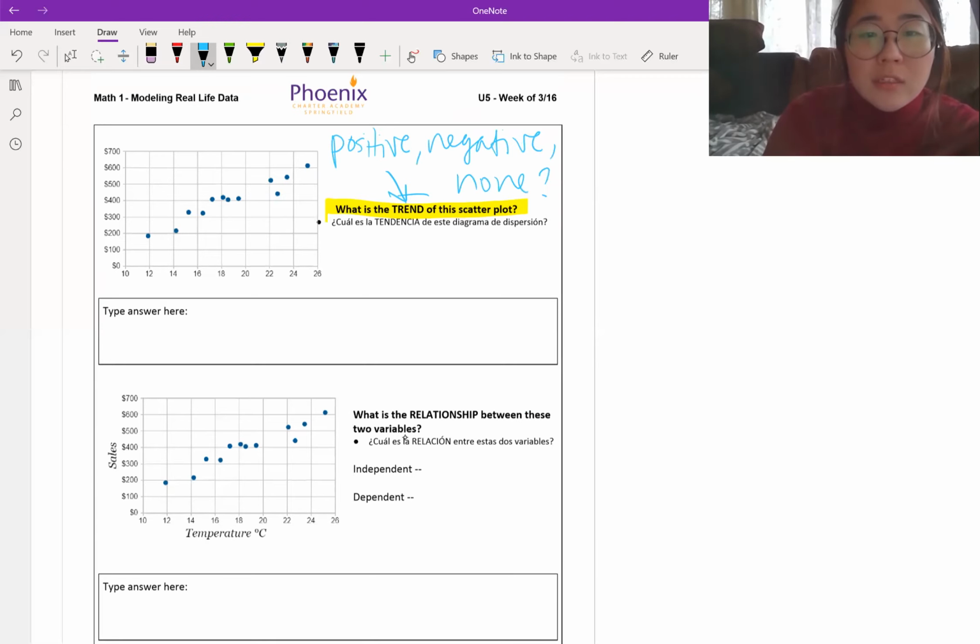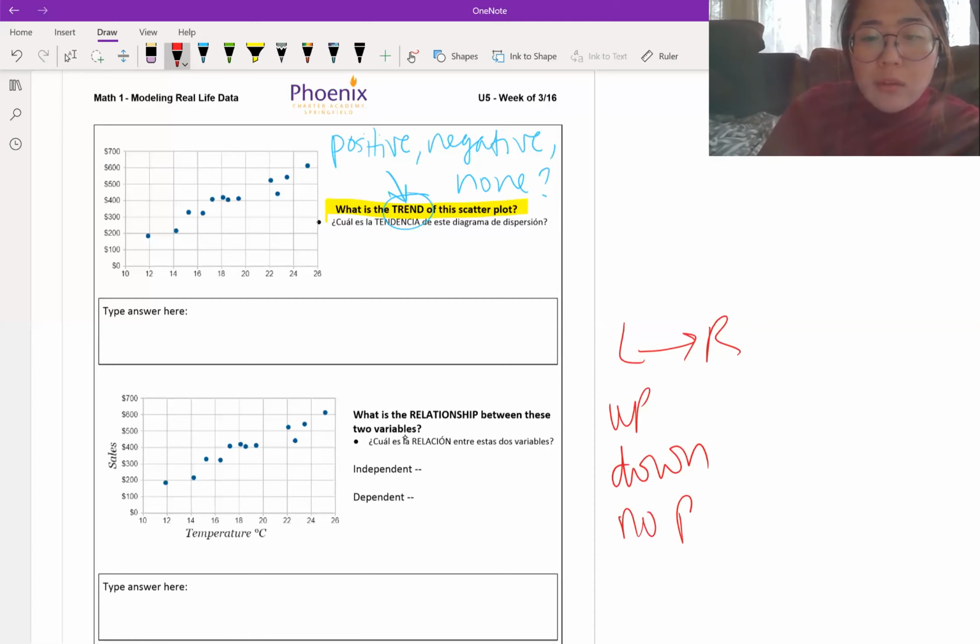So when I'm asking about trend, I'm asking, is the trend positive, negative, or is there no trend? Once again, remember, we're looking at left to right. Is it going up, down, or is there no pattern at all? If you look at our graph, we're starting from the left. If we follow the general trend of our scatter plot, we notice that it's going up.